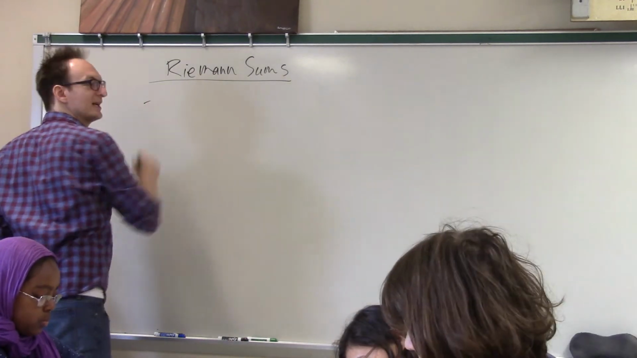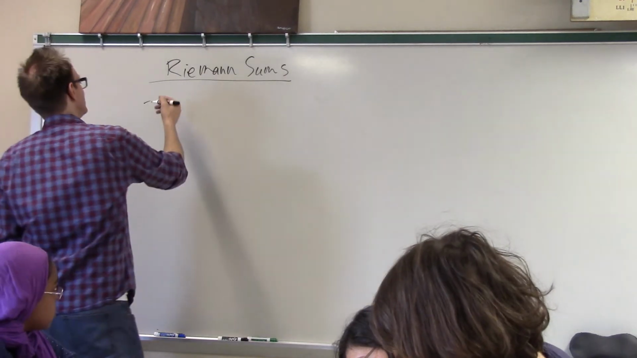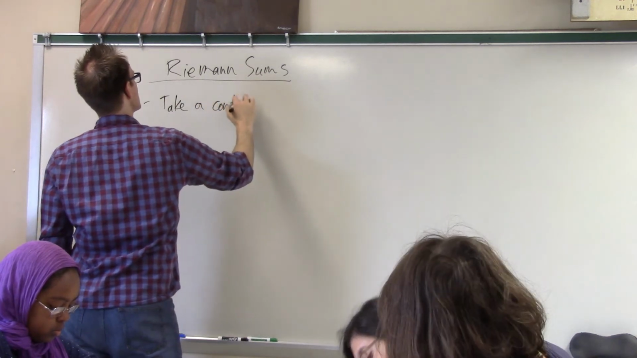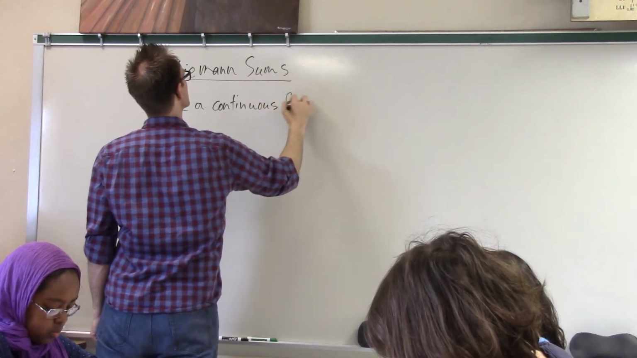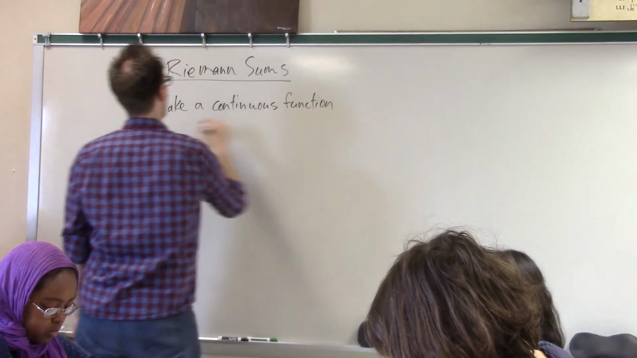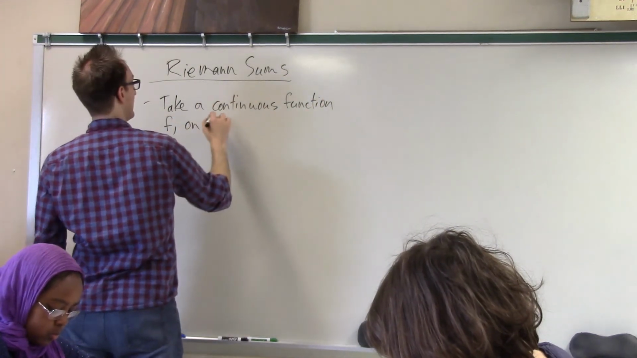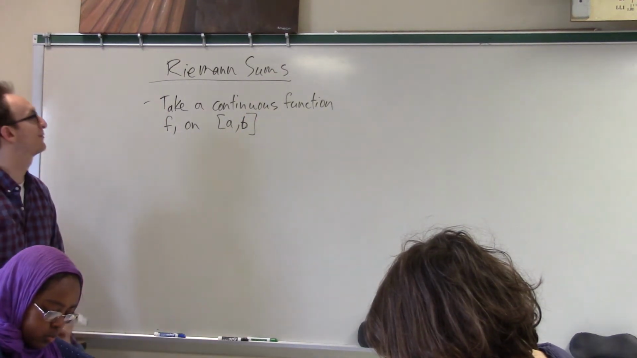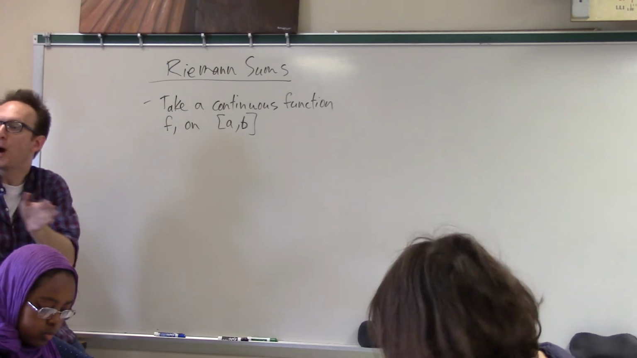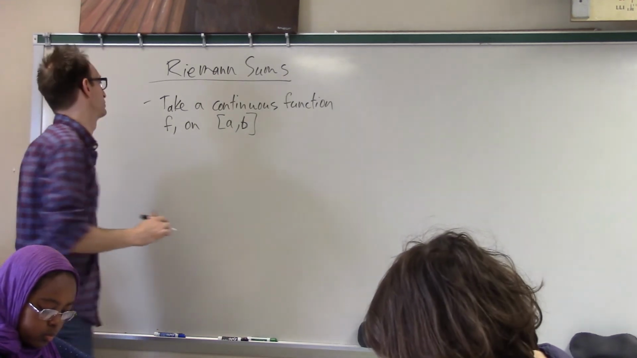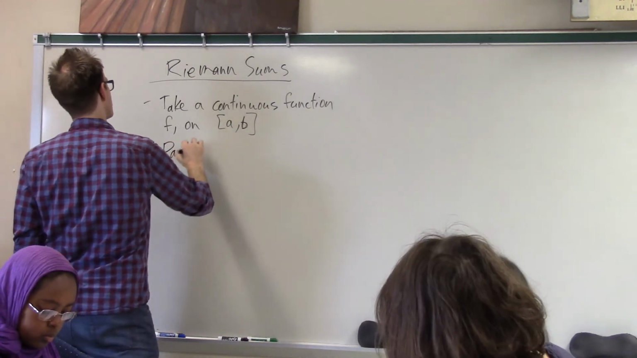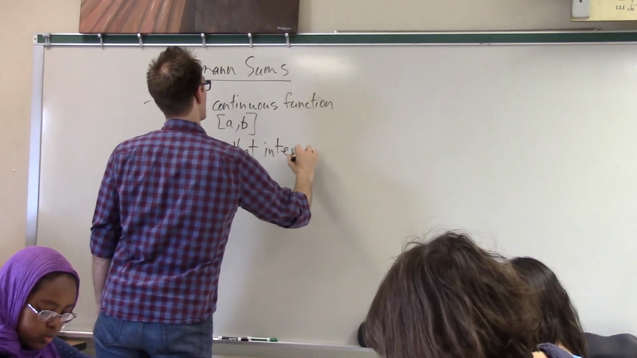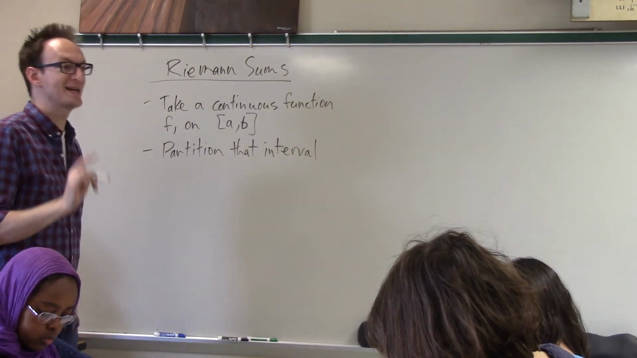Take a continuous function on a closed interval. So take a continuous function f on a closed interval AB. And now, as we talked about 45 minutes ago, you can partition up this interval in any way you choose. So I'll just say, partition that interval. And it has to be a good partition.